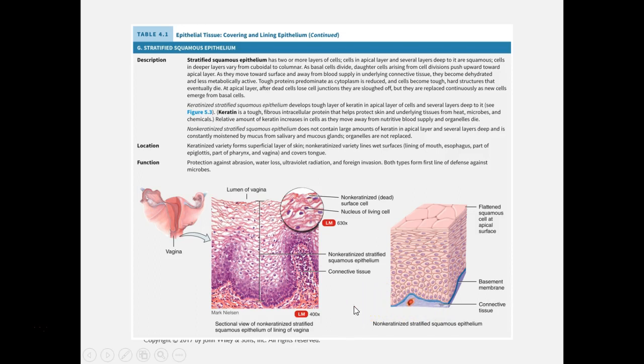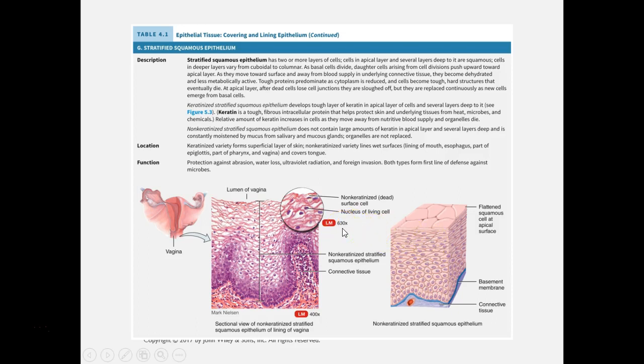So these cells are receiving less and less nutrients, less and less oxygen, less and less of what they need to do their function and to remain as healthy, viable cells. So the cells tend to die as they get pushed farther and farther away from the surface.